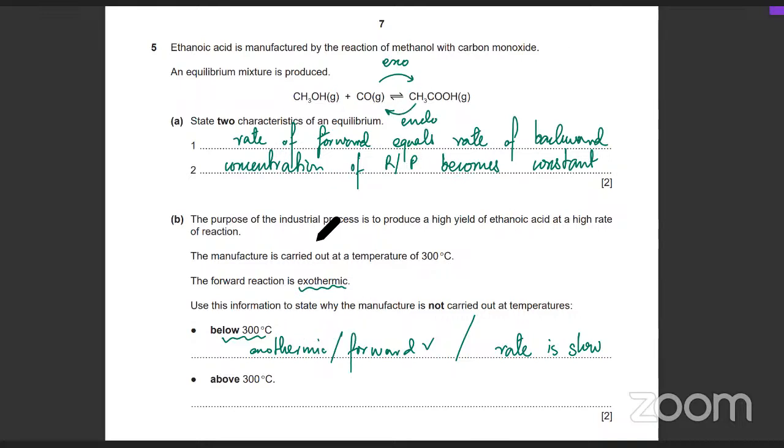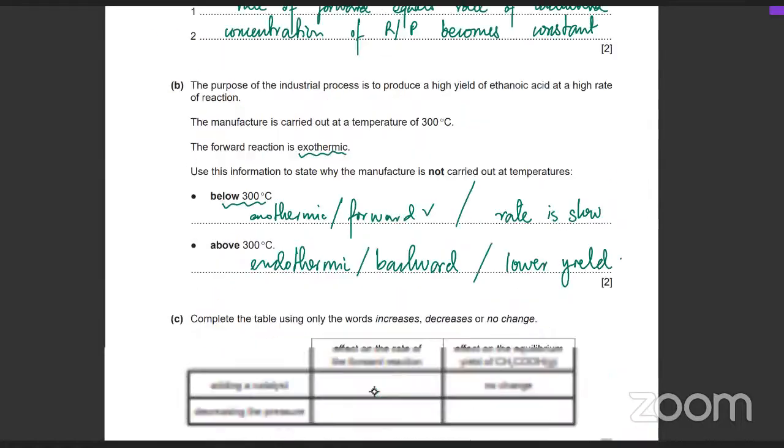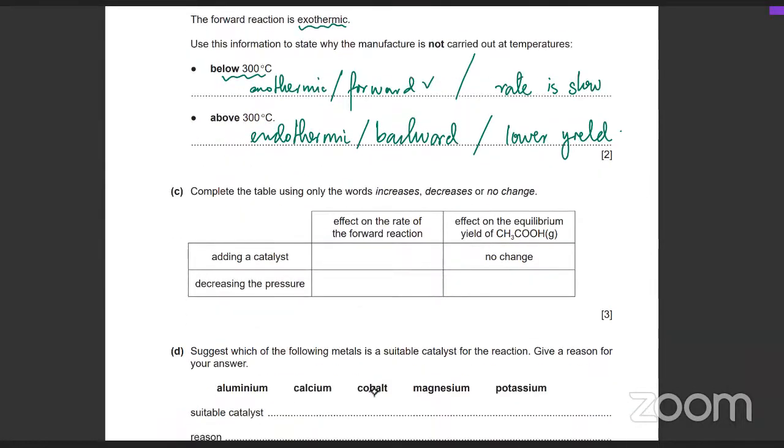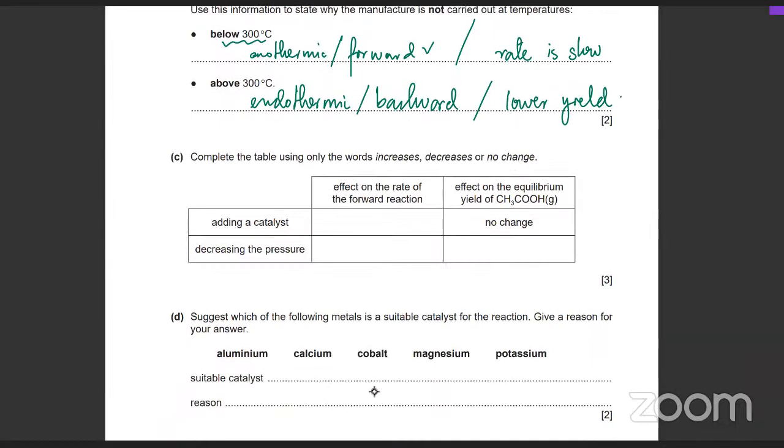So you're going to get more forward reaction, but the rate will be slow. What about higher temperature? Why not use a higher temperature? Which reaction will be favored? The backward reaction, endothermic, so it's a lower yield. The problem is that it's not going to be good because of lower yield, more backward reaction. The rate will be high, but it's not going to produce a lot of SO3.